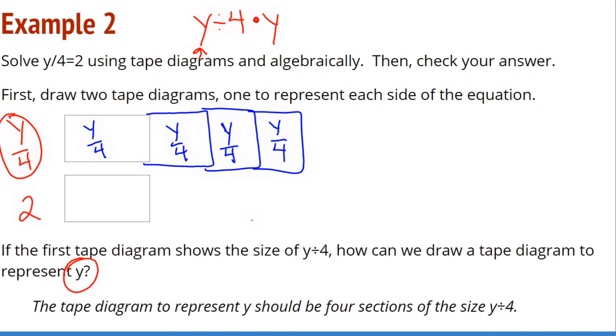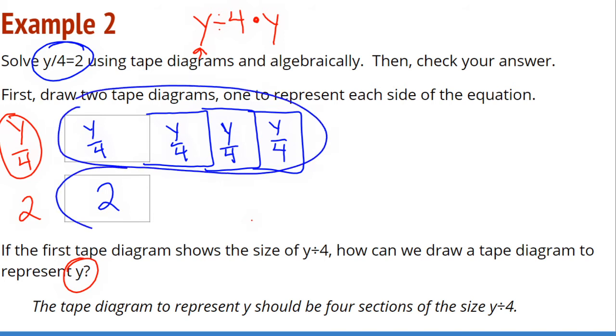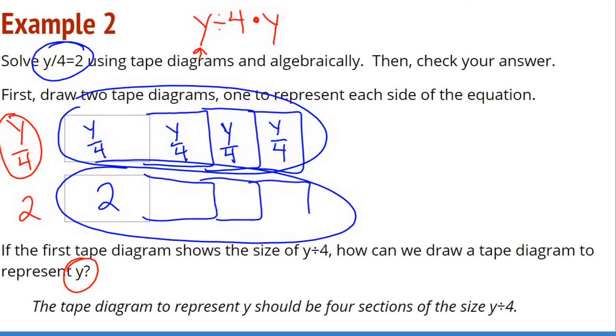So I need some more sections there. Now, as we're looking at this, we should be thinking to ourselves, well, each one of these is worth 2 because it tells us y divided by 4 is 2. So if I multiplied this times 4, I need to multiply this times 4.